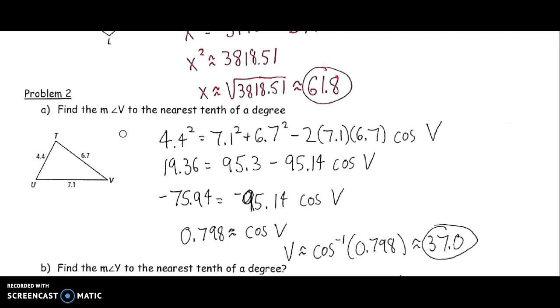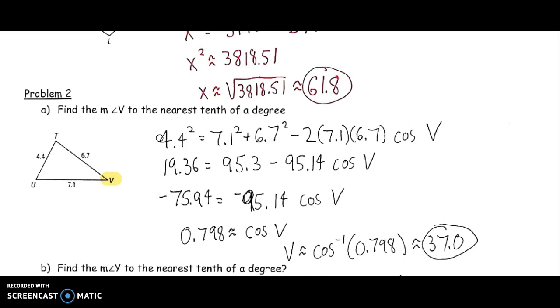So if I'm looking for the measure, in this case, of angle V, all I've got to do, kind of like with my last setup, is make sure I'm matching this angle with the side length that's opposite from the angle. So in my equation, it is important what comes on the left-hand side. It's got to be 4.4 squared because 4.4 is the side length that's opposite of the angle that we want to find. So that part does have to be on the left, but the 7.1 and the 6.7, those I could arrange in any order.